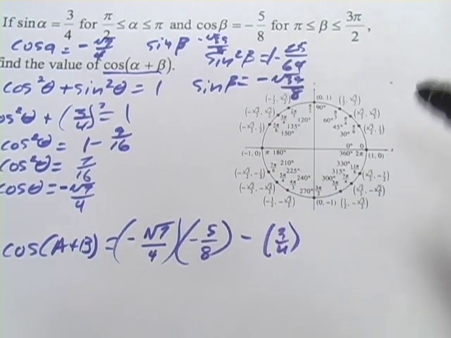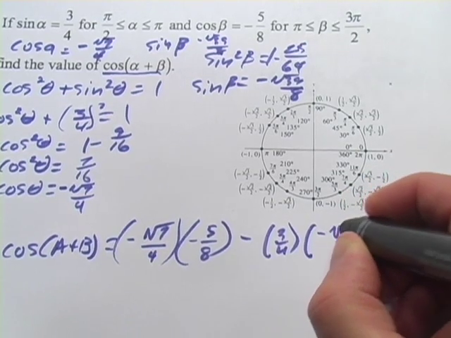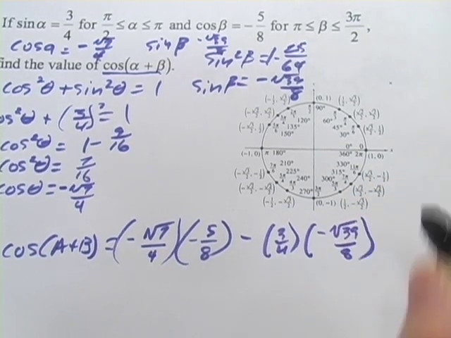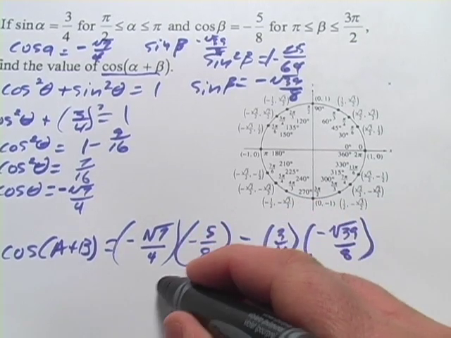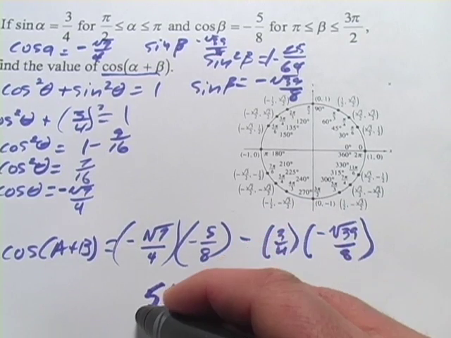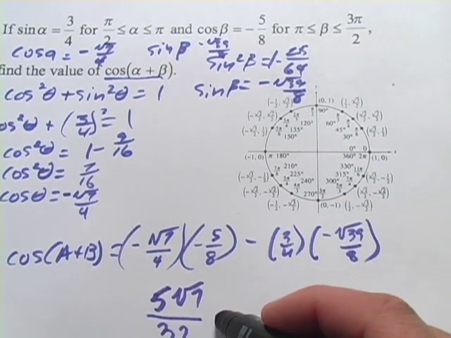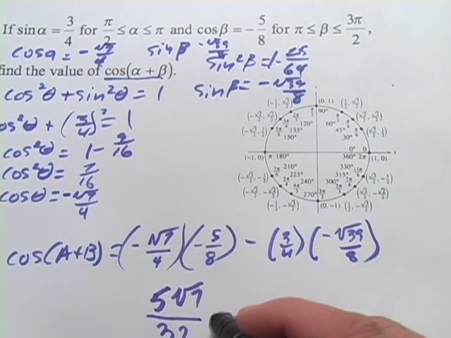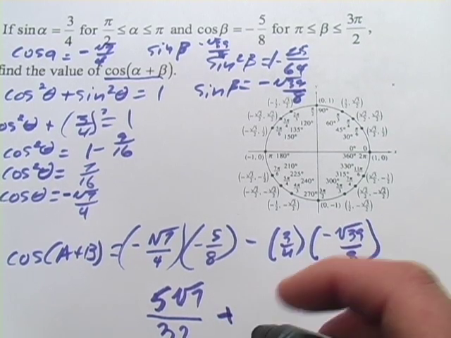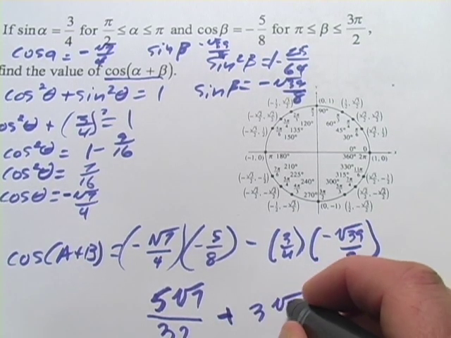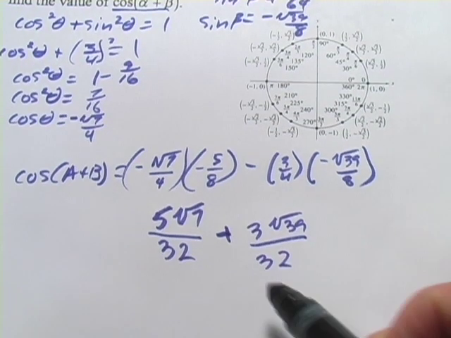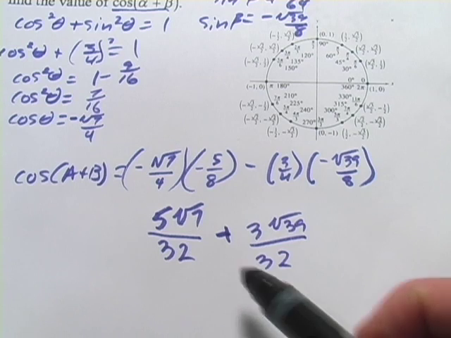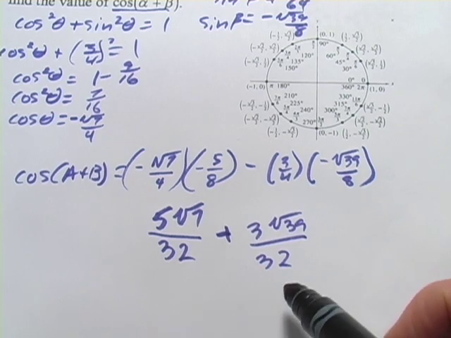And sine of beta we figured out to be negative square root of 39/8. And then let's go ahead and do our multiplication here. The negative times a negative is a positive. We're going to get 5 times the square root of 7/32 plus, because negative times a negative again, 3 times the square root of 39/32. And if you wanted to crunch that out as a decimal in your calculator, you could certainly do that at this point. But I think bringing it to here is good enough for our purposes right now.